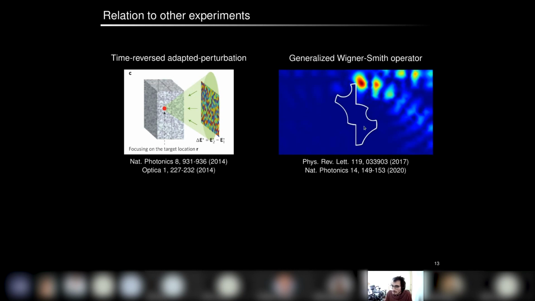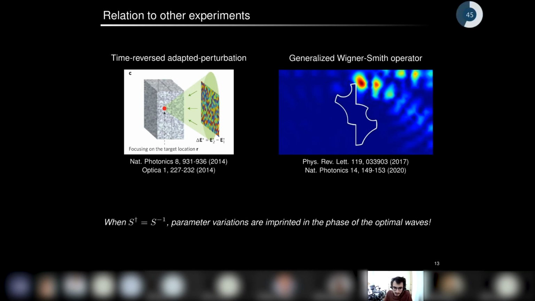But this is equivalent only if the scattering matrix that you measure is unitary, so if you're able to measure all outgoing modes and if you have no absorption inside your system. As a consequence, we obtain the result that if you want to optimally measure a parameter, then the optimal way to do that is to imprint the parameter variation into the phase of the outgoing waves.